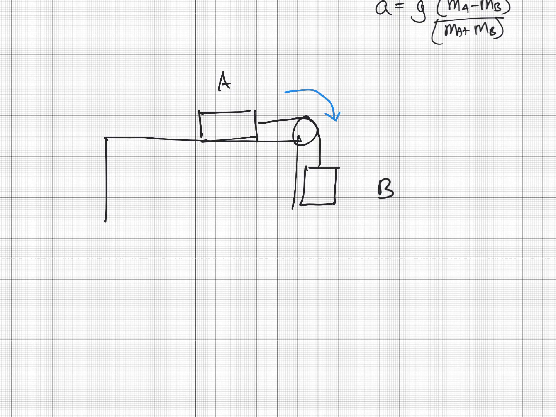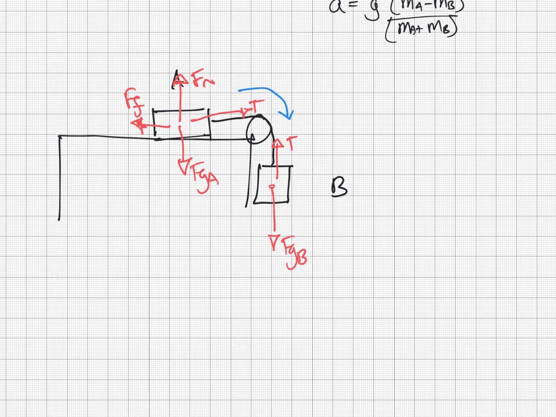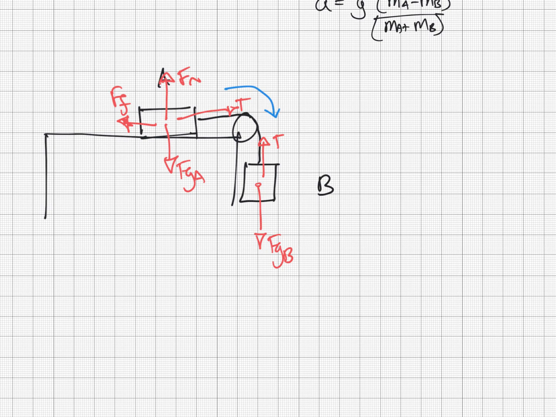Well, now if we look at our individual forces, B has the force of gravity down and a tension force up. A has a tension force to the right. It has the force of gravity down on A. It has the normal force on A, and it could or could not have friction. We'll add friction in there. And again, how I would set this up is I'm going to imagine B is up here and that we're actually just pulling it perfectly horizontal.